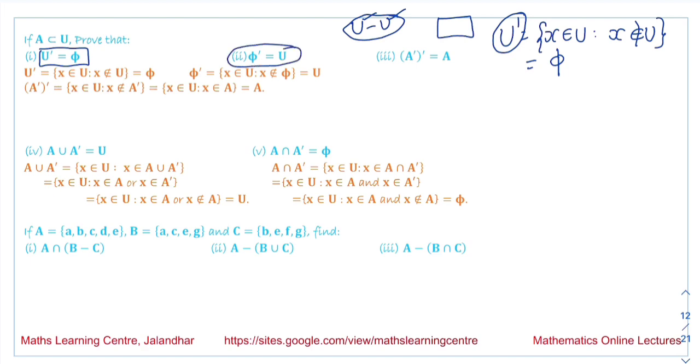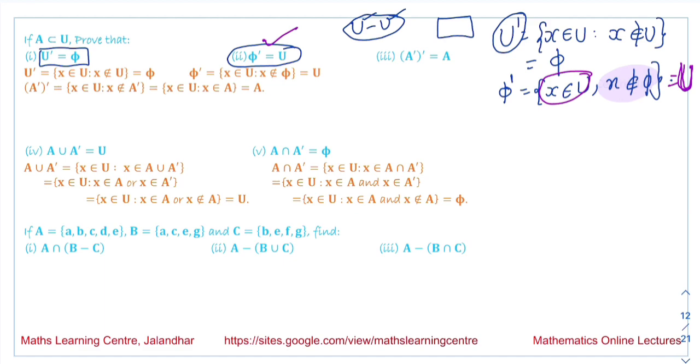The second part we have is phi dash is equal to U, that is the complement of the empty set. So when we are writing the complement of the empty set, we are talking about those elements of U which are not the elements of the empty set. The empty set has no element. It means all the elements of U are there in this set. So we get that this answer is equal to U. So the complement of the empty set is equal to U.